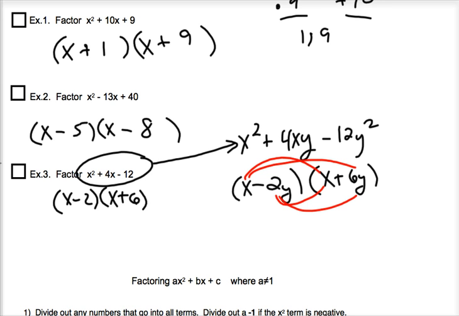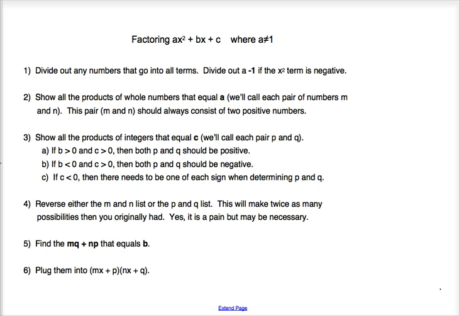1x squared. What do you do if you've got something other than 1? I've got a list of things to go through here. The first of which is to divide out any numbers that go into all terms. So when you're factoring, always look to see if there's anything that goes into all terms.